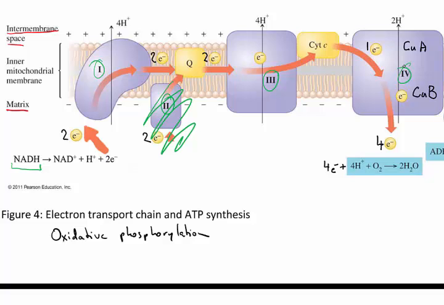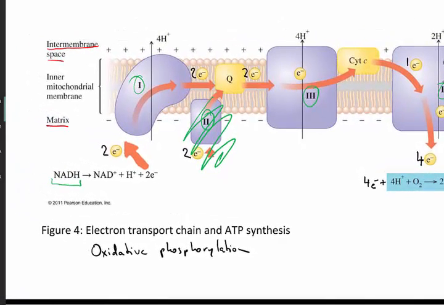So that's the last thing we have to know about energy. If you want to transport a proton from a proton poor environment, like the matrix, into a proton rich environment, so to a higher concentration, that costs energy. So transporting a proton in this direction is uphill, and transporting a proton in the other direction is downhill.